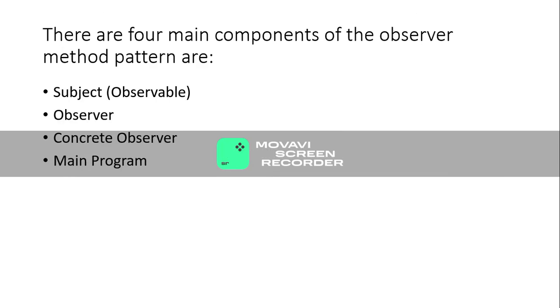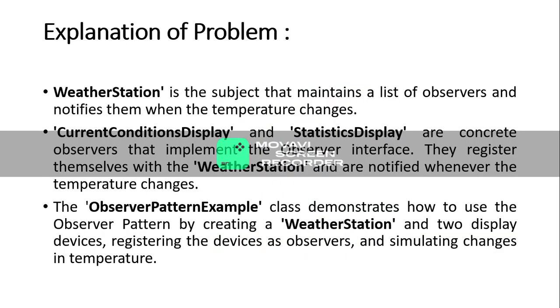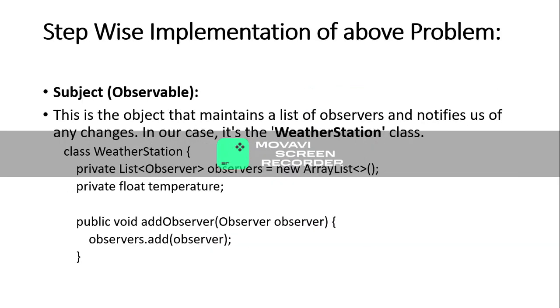What are the four main things you have to concentrate on? You have to create the observable class, the observer interface, the observers, and the last one is your main method. We'll see how it is going to be implemented. First you will see the weather station, which is the observable or subject. As I said, first you have to create a list.